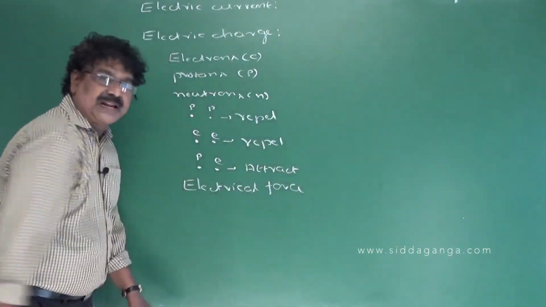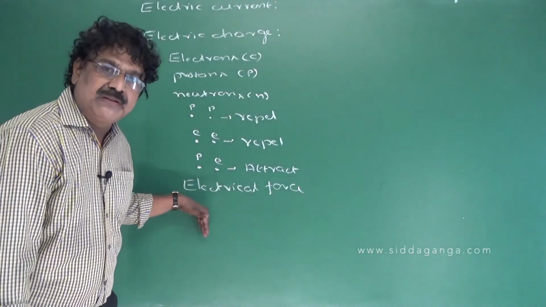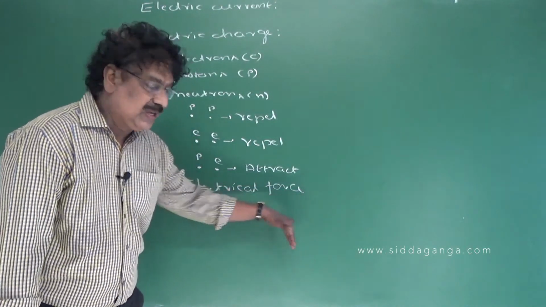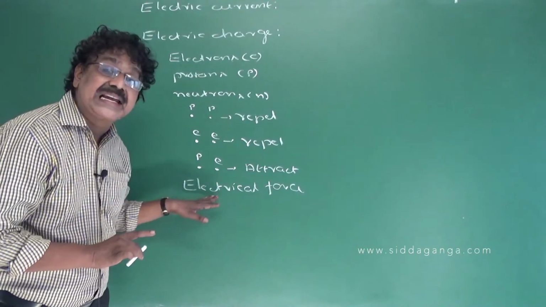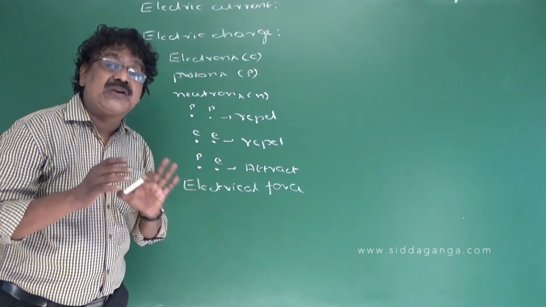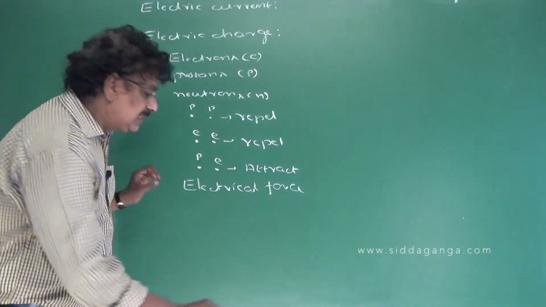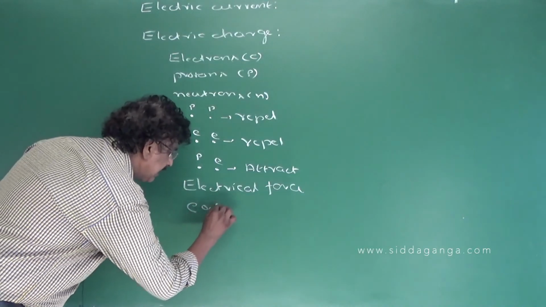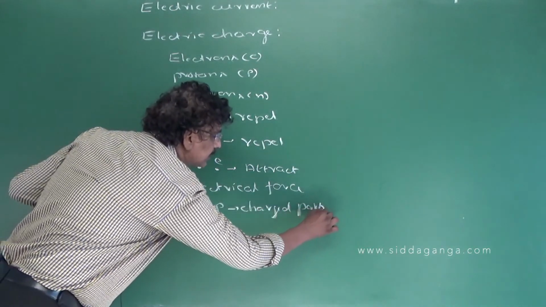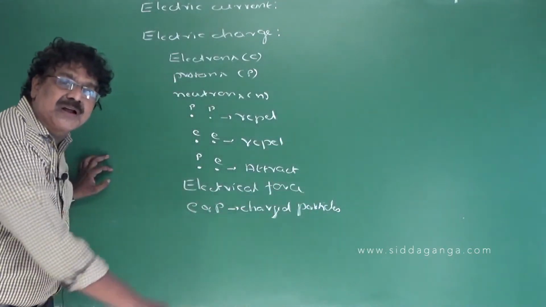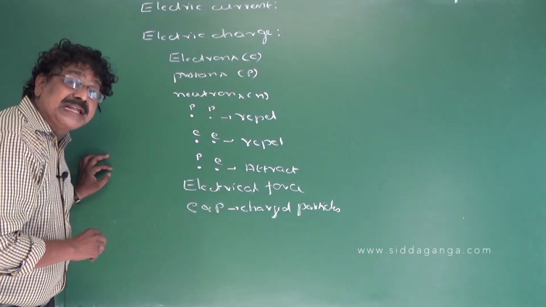Electrical force. For instance, the force between two masses is gravitational force. The force between two magnets is magnetic force. The force between two charges at rest is called electrical force or electrostatic force. Then these two particles, electrons and protons, are called charged particles, and they possess one of the fundamental properties of material bodies.